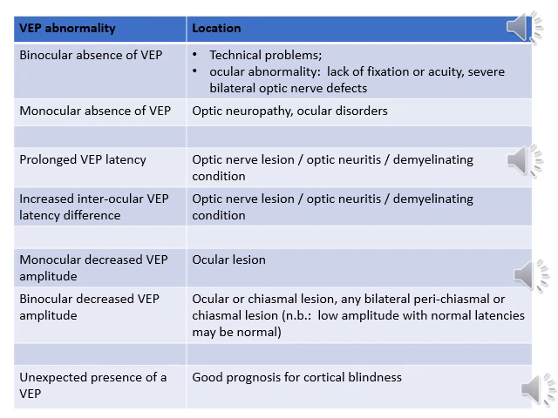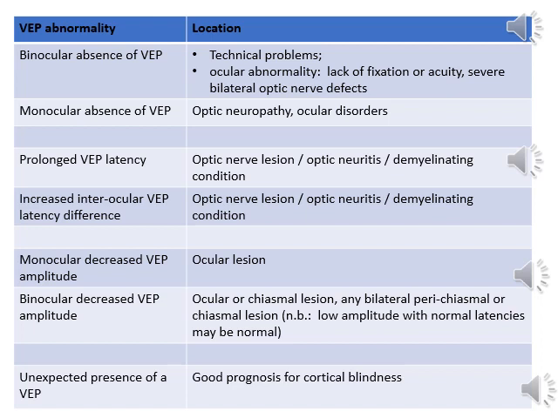And so starting on the first line, if there's a binocular absence of the VEP, one must first rule out technical problems. And then if technical problems are ruled out, then one could consider ocular abnormalities where the eye is affected and therefore affecting the VEP, or else one could consider severe bilateral optic nerve defects. Now, if the VEP is absent in one eye, the clinical correlate is an optic neuropathy or an eye disease in the side that has the abnormal VEP.